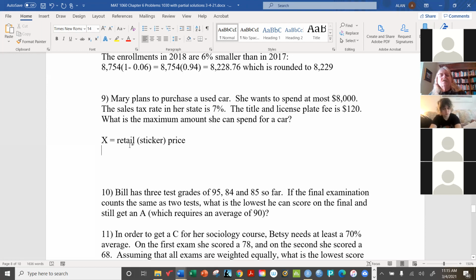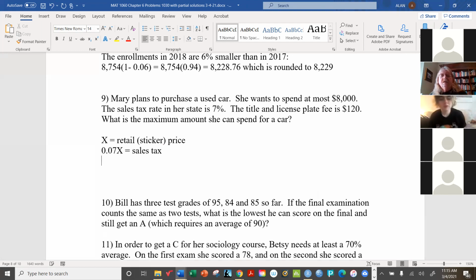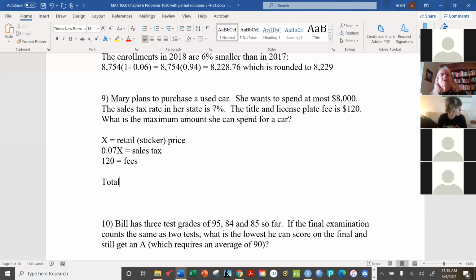Now, how much is the total cost of the car? So the sales tax is 7% of the retail price. The fees are this. So total cost of the car equals X plus 0.07X plus 120, which we could simplify into 1.07X plus 120.